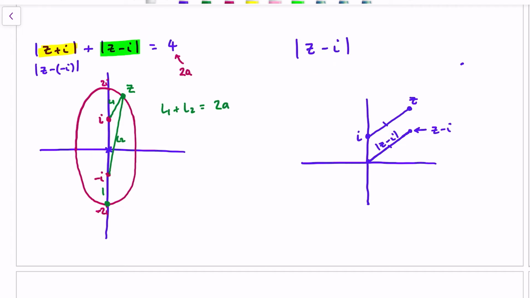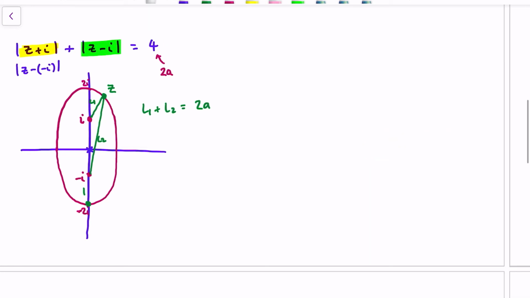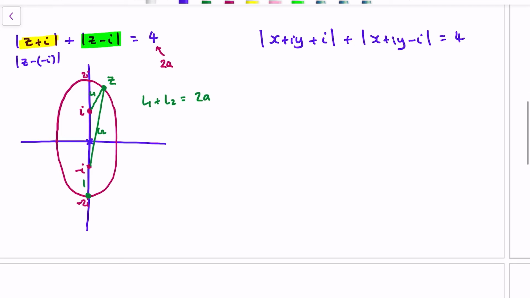Now if I did this algebraically, and I wanted to find the equation of this ellipse, I would have to sub in x plus iy. So let's just see how many lines of algebra this is going to take. I'd say skip to the end of the video right now. It's the modulus of x plus iy minus i equals 4. I don't know if your teachers ever derived the equation of an ellipse before, but I'm going to give it a go with this one.